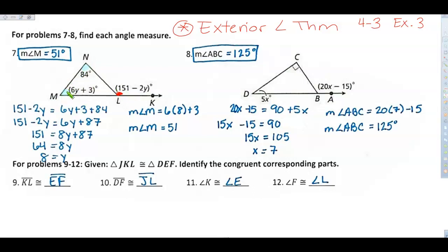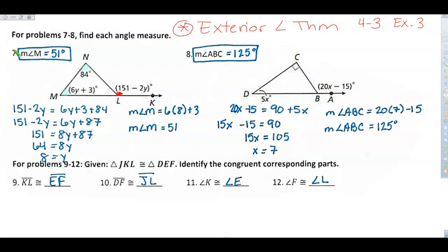So it's the two that don't touch it. All right. So that's what we're setting up here. This 151 minus 2y is equal to the 6y plus 3 plus the 84. So when we're looking here, this is the equation that we set up when we have that exterior angle. All right. We set those equal to each other here. We solve, we get that 8 is y.